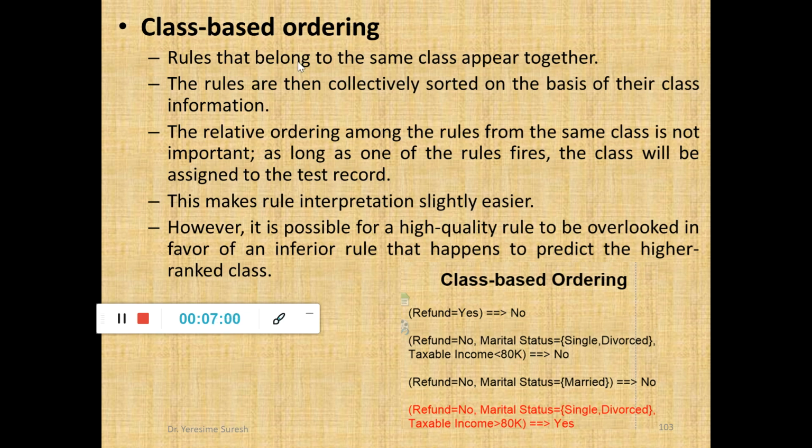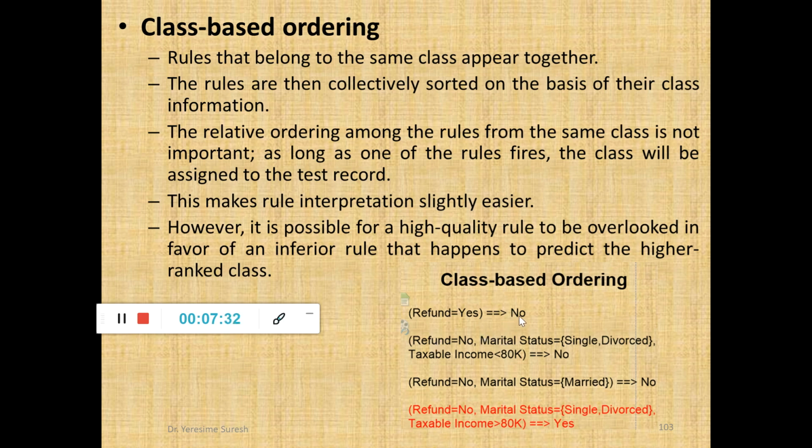Rules that belong to the same class appear together. The rules are then collectively sorted on the basis of class information. That means how many attributes they are covering, they will be sorted. The relative ordering among the rules of the same class is not important. The only thing that matters is whether the given rule will trigger a record or not. Whether they first write positive classes or negative classes, or first negative classes then positive classes, it is not of concern. We'll see an example here.